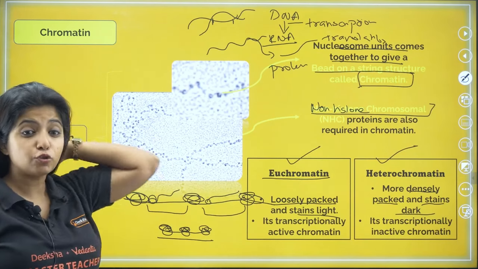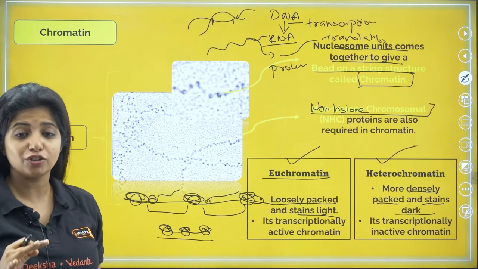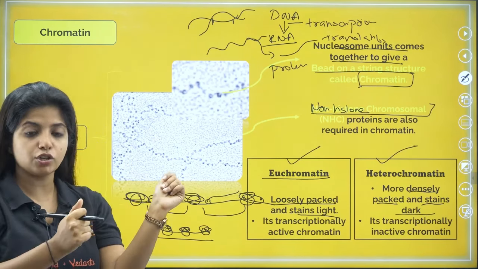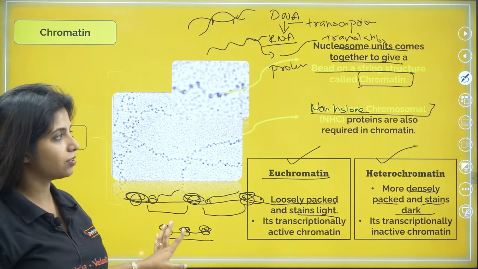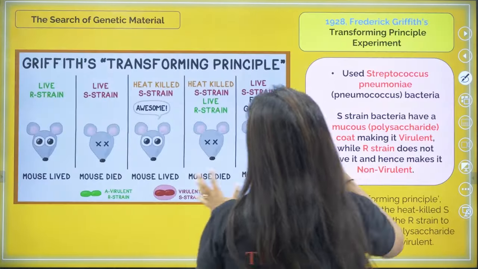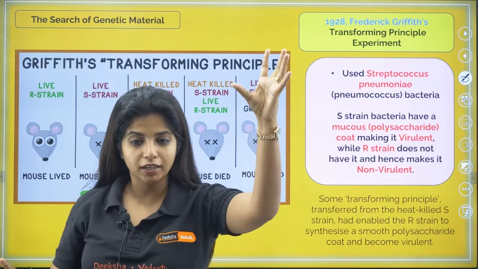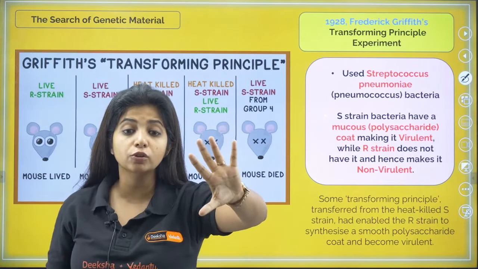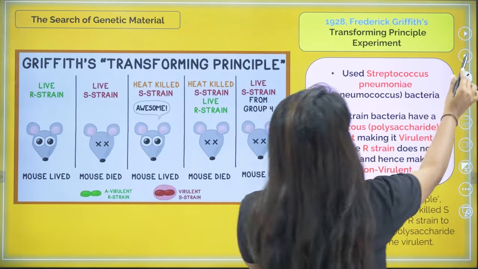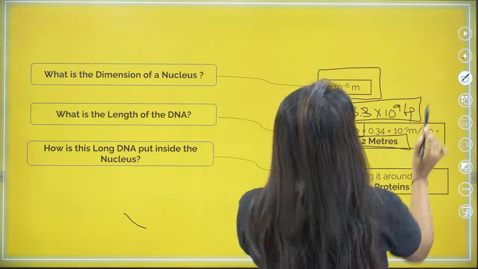My dear children, this chapter is super, super important. So please pay attention to me. If you lose the concentration, you will lose everything. So this is euchromatin, this is heterochromatin, this is transcriptionally inactive. So nucleosome is also done. Our DNA structure is done. The dimension of the nucleus is what? 10 to the power minus 6 meters.